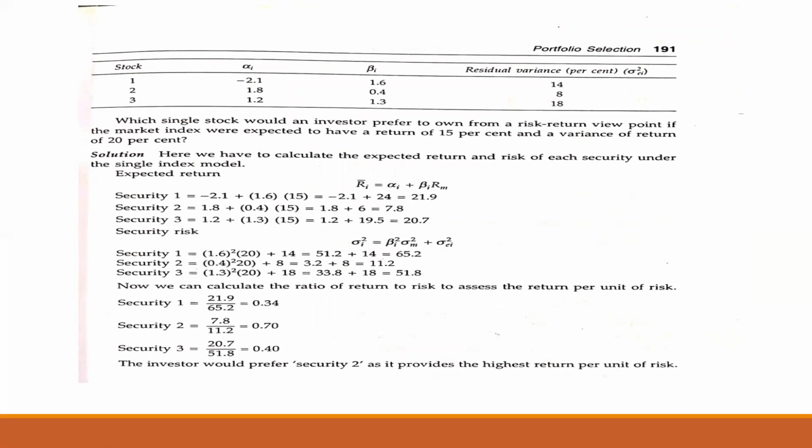Now this is another question. So they have given 3 stocks. They have given the alpha value of each stock, the beta value of each stock, and the residual variance as well. Which single stock would an investor prefer to own from a risk-return viewpoint if the market index were expected to have a return of 15% and a variance of return of 20%? So they have given the market returns as 15% and the variance of the market as 20%. We are required to find out which one we would prefer to invest in.